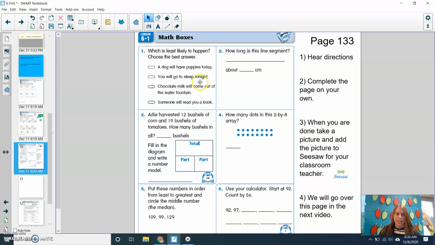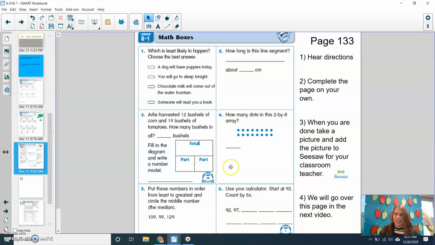You will go to sleep tonight. Chocolate milk will come out of the water fountain. Someone will read you a book. So think about which one is the least likely to happen. For question 2, how long is the line segment? Measure it to the nearest centimeter. For question 3, Arlie harvested 12 bushels of corn and 19 bushels of tomatoes. How many bushels in all? Fill out your total part and write a number model.